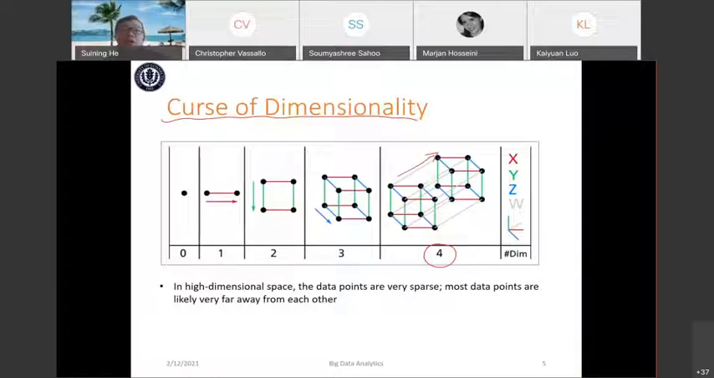So in high dimensional space, we will see that it will be very difficult for us to search along different directions because the dimension is very high. And the data points, you can imagine, will be very, very sparse because the mutual distance can be very far away due to the very high dimensions. Most of the data points will likely be very far away from each other. So when we would like to describe such a space, the dimension is an important factor that we need to take into account.